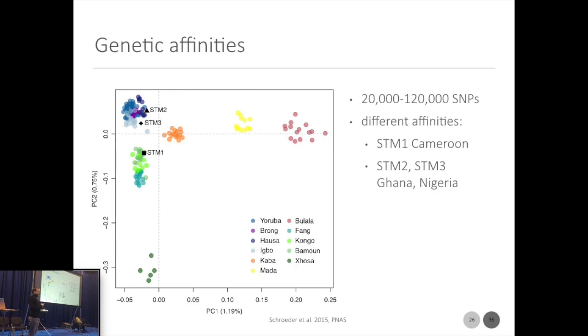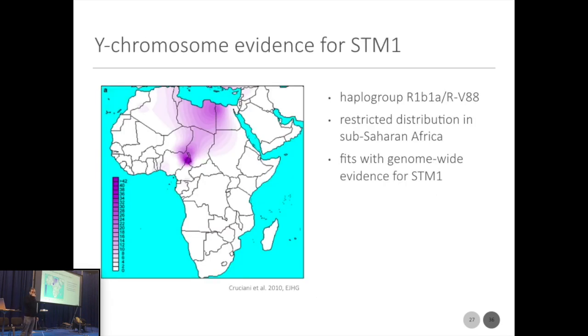For the one individual that we got this Y chromosome haplogroup for, this was actually quite interesting, because this particular haplogroup has a very restricted distribution in sub-Saharan Africa, and it's almost only in this part of northern Cameroon. It's present at very, very high frequencies, so it actually fits with the genome-wide data result that we got for this particular individual. So, at least for this one individual, if I had to bet on it, I would be fairly certain that this individual came from, or had ancestors from, that particular area.